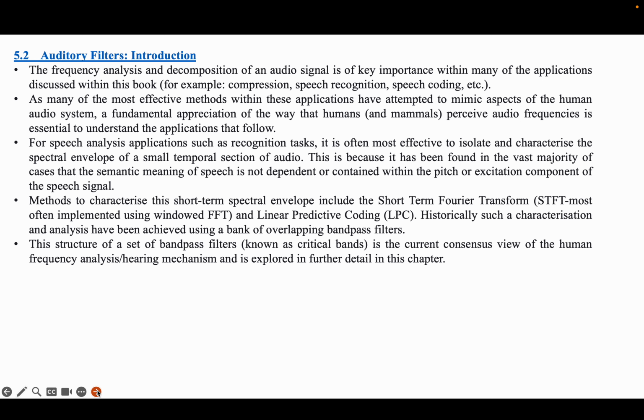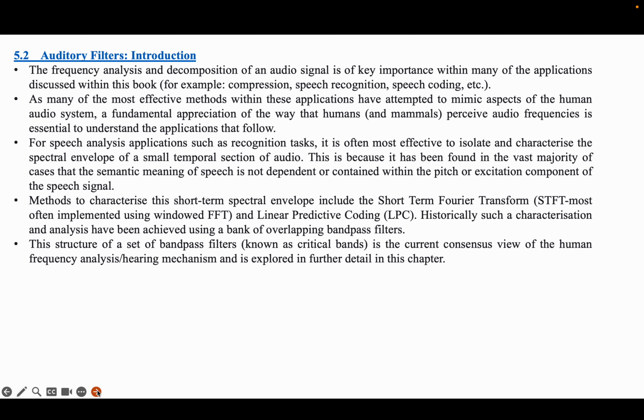For speech analysis applications, such as speech recognition, it's often most effective to isolate and characterize the spectral envelope of a small temporal section of audio. This is because it's been found in the vast majority of cases that the semantic meaning of speech is not really dependent or contained within the pitch or excitation component of the speech signal.